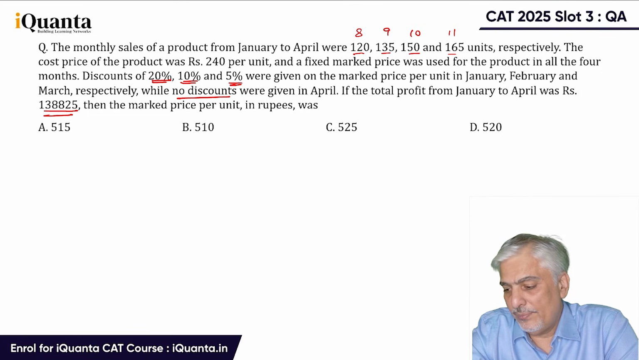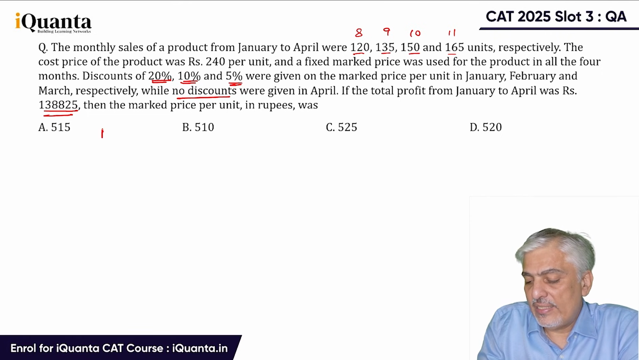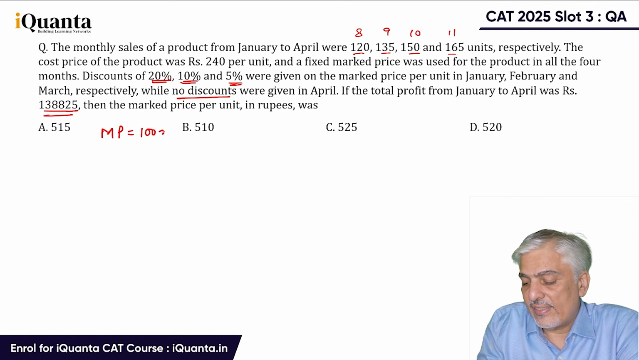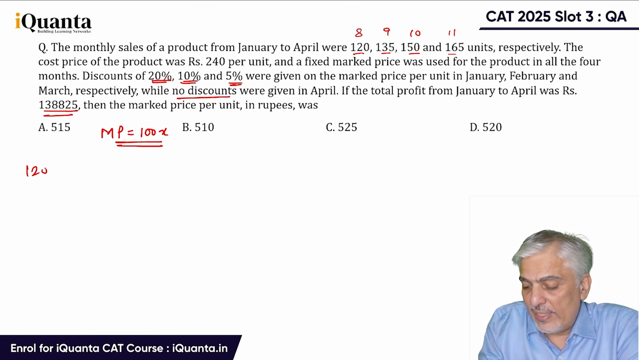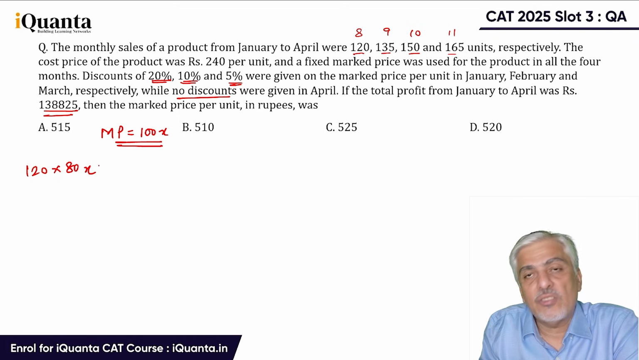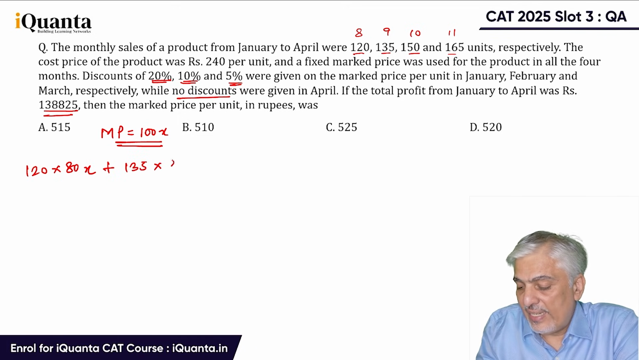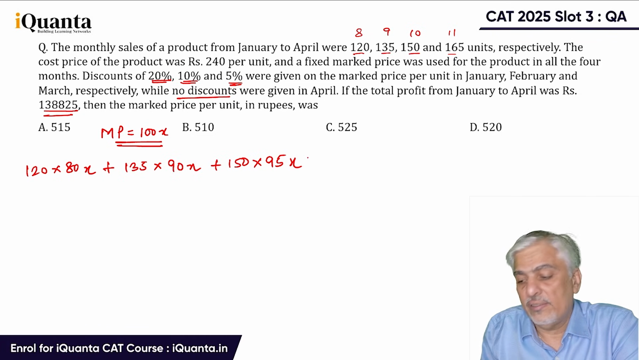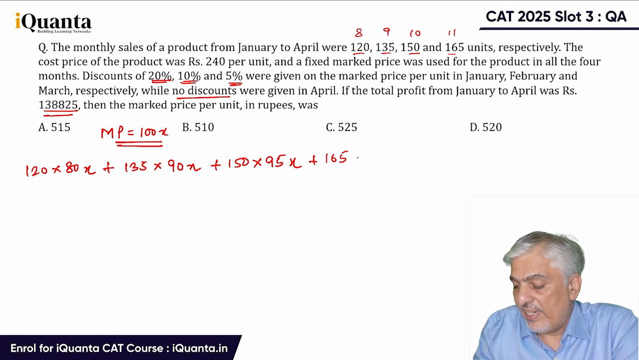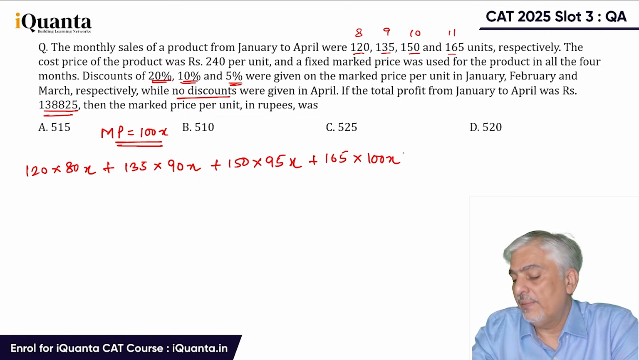Let me explain why. Suppose I say let the mark price be 100x. Now the mark price is 100x. First month's selling price, there is 20% discount, which will become 80x. So 120 multiplied by 80x becomes the selling price of the first month, plus 135 multiplied by 90x becomes the selling price of the second month. 150 multiplied by 95x becomes the selling price of the third month. And 165 into 100x becomes the selling price of the fourth month.